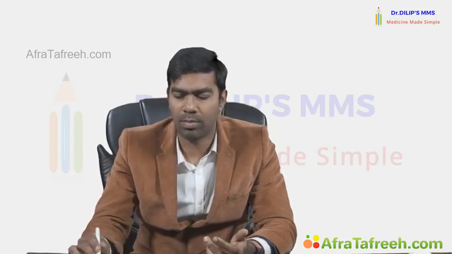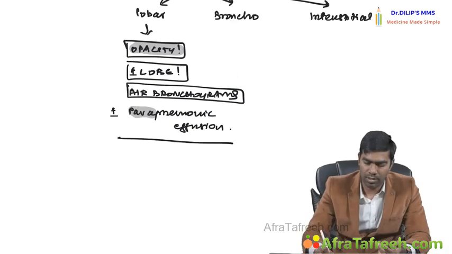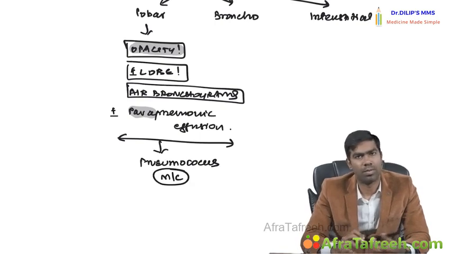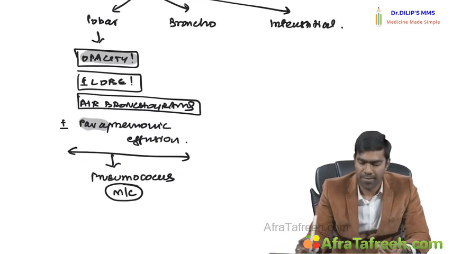It could be uncomplicated, it could be complicated. Uncomplicated means the organism is not invading the pleural space. Complicated means the organism starts to invade the pleural space. It's called a complicated parapneumonic effusion, which you'll see in some time. For all these classic findings, pneumococcus tends to be the most common cause. Obviously, the most common cause of a lobar pneumonia is again pneumococcus.